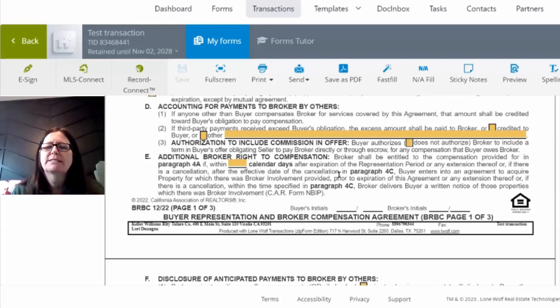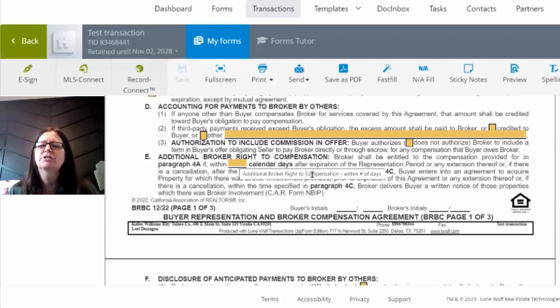So, additional broker right to compensation. This is going to come up in another form, and so I just want to point it out here. So, broker shall be entitled to the compensation provided, agreed to up above, if within so many calendar days after expiration of this agreement, the buyer enters into an agreement to acquire property for which there was broker involvement prior to the expiration of this agreement.